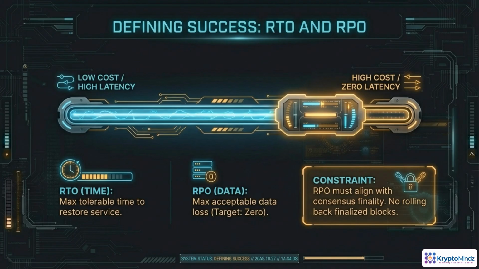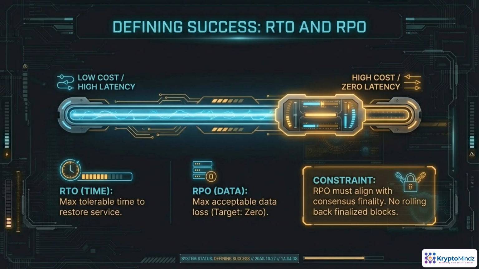In mission-critical blockchain deployments, success during an outage is defined by two numbers: RTO and RPO. RTO is about time. How long you can afford to be down before service must be restored. A payment rail for salaries may tolerate hours. A border control system may tolerate seconds. RPO is about data, how much committed work you can afford to lose. In many government and financial contexts, the target is effectively zero.